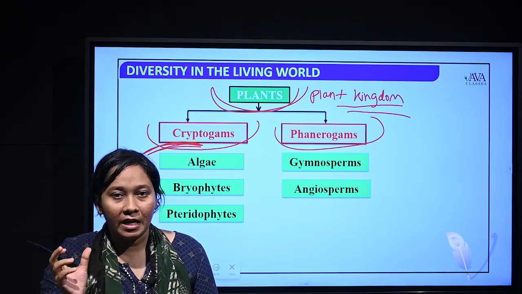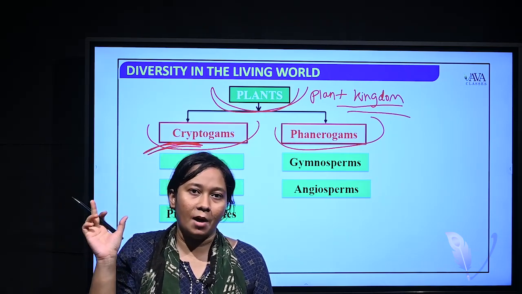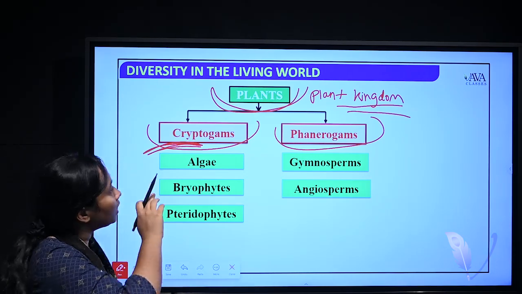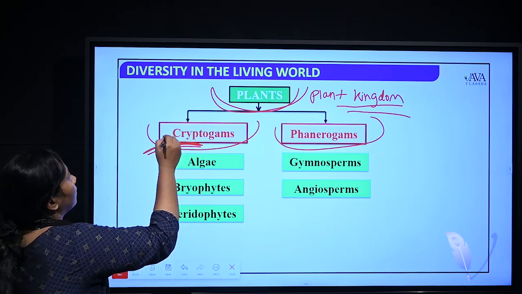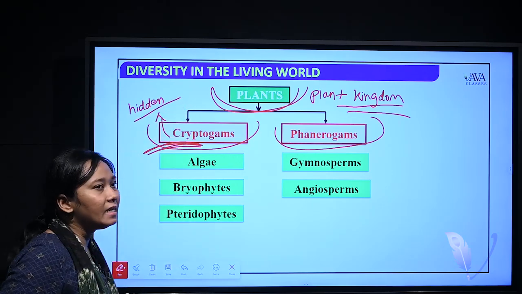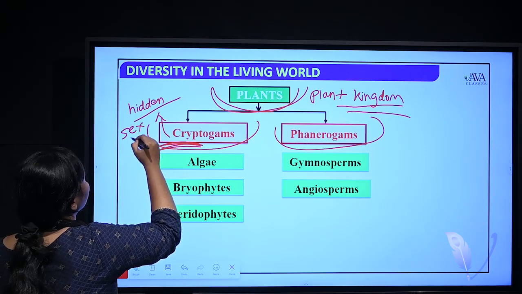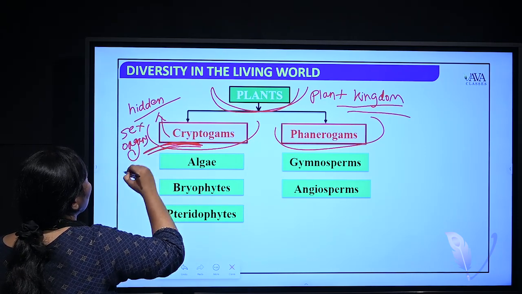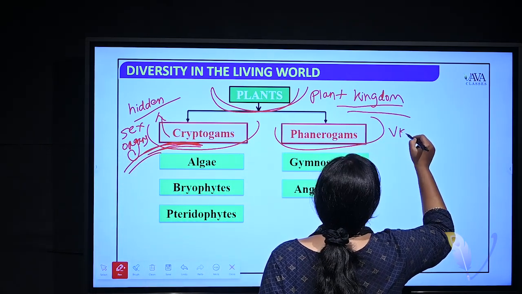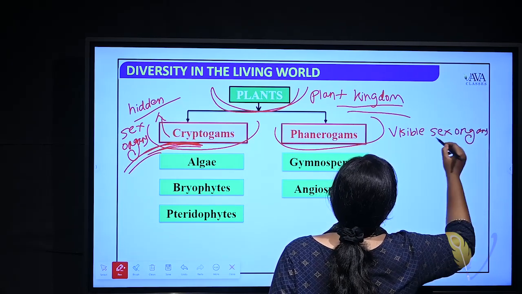Cryptogams. Crypto means what? Have you ever heard this word cryptocurrency? Cryptocurrency. Crypto means what? Hidden. Here also crypto means hidden. What is hidden? Their sex organs are hidden. Here you will see hidden sex organs. Phanerogams means here you will see visible sex organs.